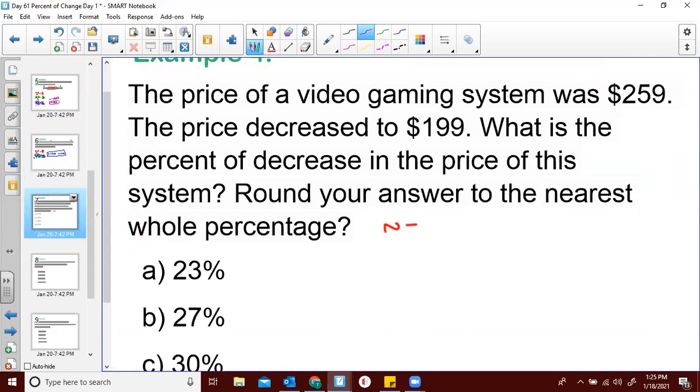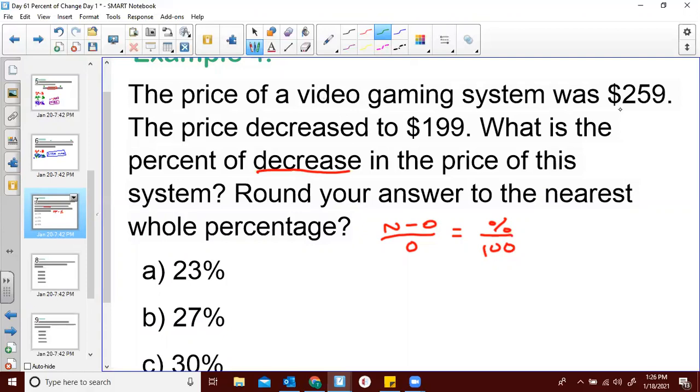The price decreased to $199. All right, so what is the percent decrease in our price? Well, we see this word decrease, so we're probably going to get a negative answer. If you don't get a negative answer, maybe you picked the wrong new and old numbers. So let's look at it. And we're going to round to the nearest whole percentage again.